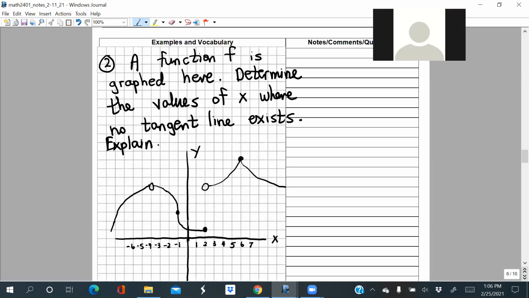At the circle. At this circle, which happens to be x equal what? -4? -4, yes. So right there, we don't have a tangent line, all right? So no tangent line here because there's a break in the graph right there at x equal -4, okay? So you're not going to have a tangent line there.